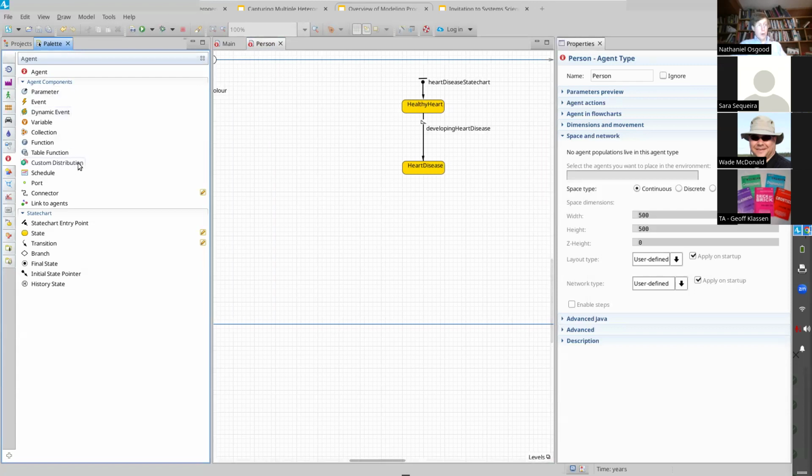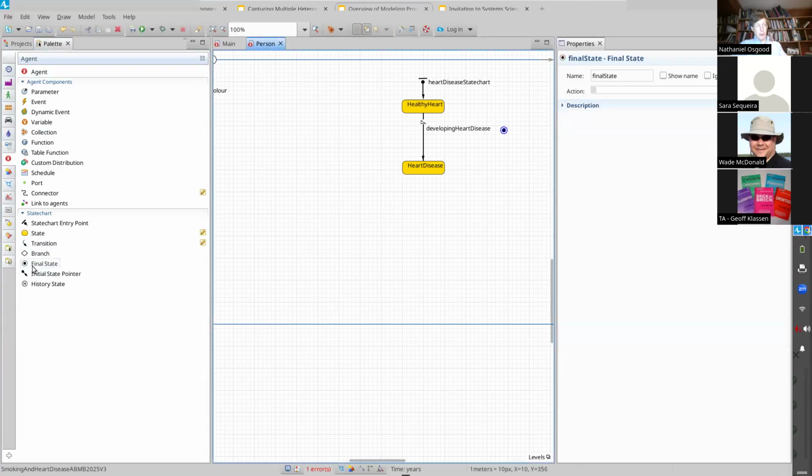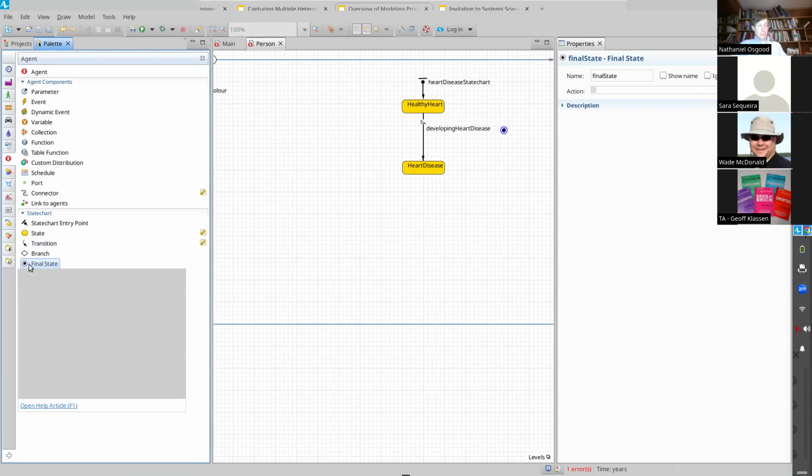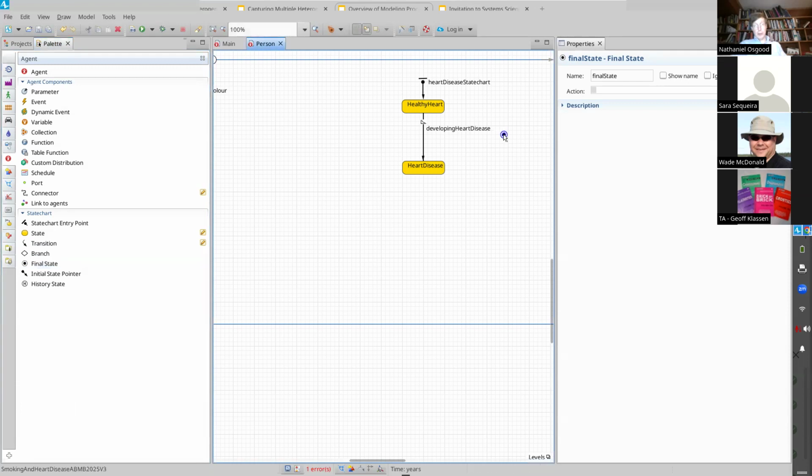And we're going to do it by going to the palette, going to this agent area at the palette, and I'm going to put in the final state here. It's in the palette. It's a little dot inside a circle. Sometimes I think of it as kind of the Death Star.